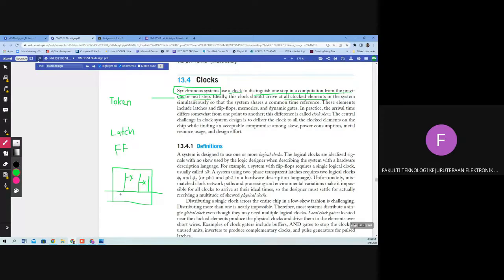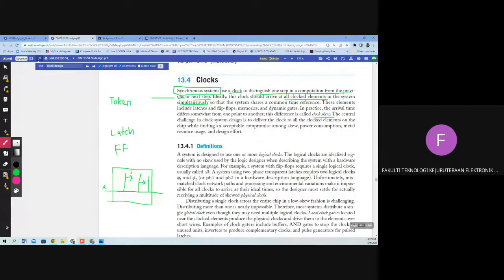It makes sure that very small clock skew happens, to make sure that the main clock here has a tolerable delay relative to the clock here, and also the next one. That's why it is very important to make sure that the clock is, not to say free from clock skew, but has reduced clock skew so that the delay can be minimized. Ideally this clock should arrive at all clock elements in the system simultaneously.